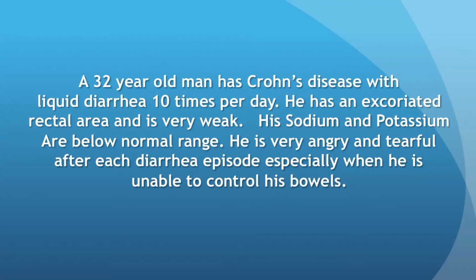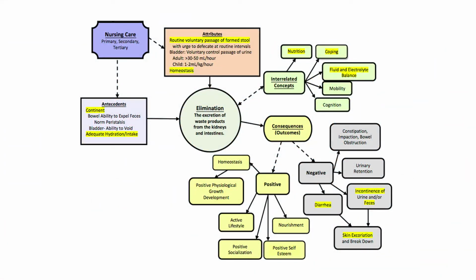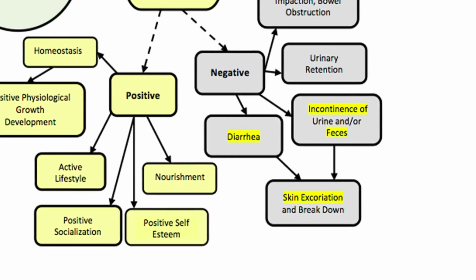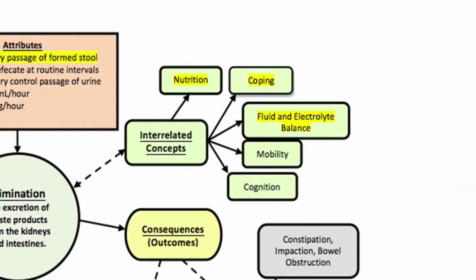Just taking that information right there, the diagram that will be coming up is going to be identical to what you have seen earlier, totally the same. But if you'll notice, this person has liquid diarrhea, an excoriated rectal area, sodium and potassium below normal range. Therefore, we've got an electrolyte balance problem. He is very angry and he's tearful after each diarrheal episode. He's having trouble coping. And then his nutrition is definitely affected because of his diarrhea, and if he eats something, then he has a problem with an episode of diarrhea.